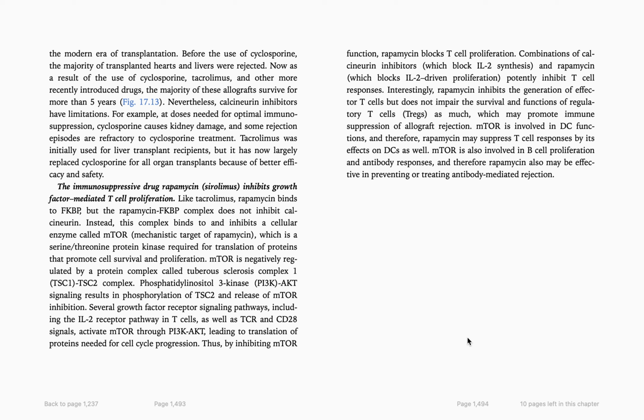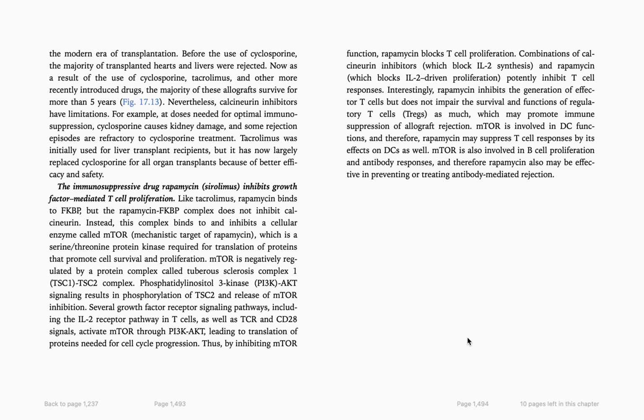The immunosuppressive drug rapamycin, sometimes called sirolimus, inhibits growth factor-mediated T cell proliferation. Like tacrolimus, rapamycin binds to FKBP, but the rapamycin-FKBP complex does not inhibit calcineurin. Instead, this complex binds to and inhibits a cellular enzyme called mTOR, mechanistic target of rapamycin, which is a serine threonine protein kinase required for translation of proteins that promote survival and proliferation.